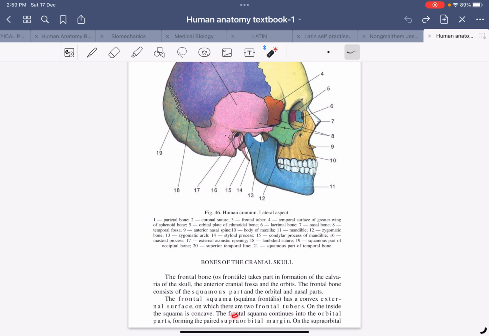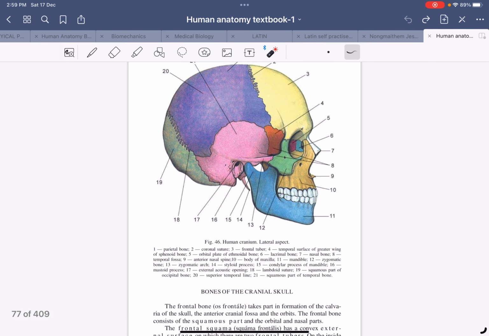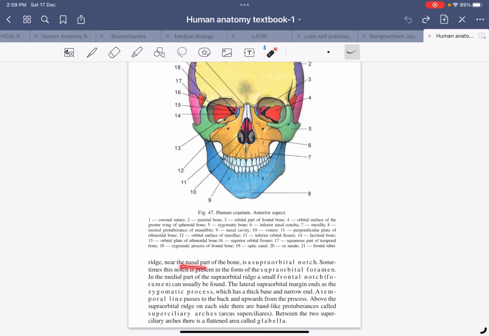The frontal squama is quite like a membrane, but it continues into the orbital part, forming a paired supraorbital margin. On the supraorbital ridge near the nasal part of the bone, there is a supraorbital notch. Sometimes this notch is present in the form of the supraorbital foramen.